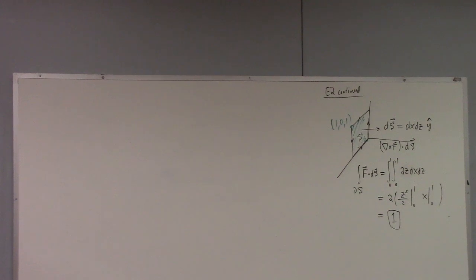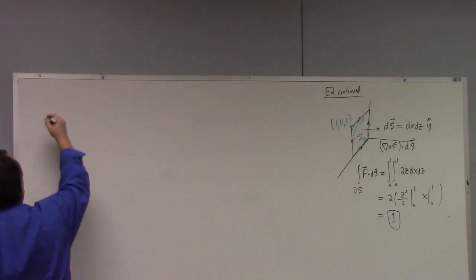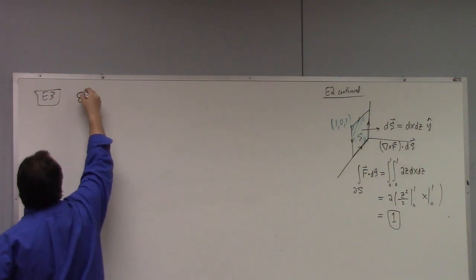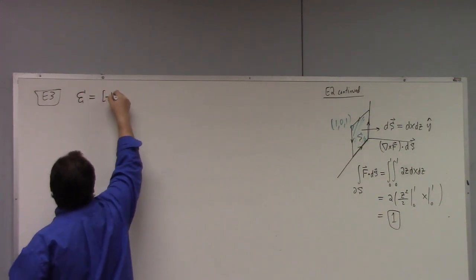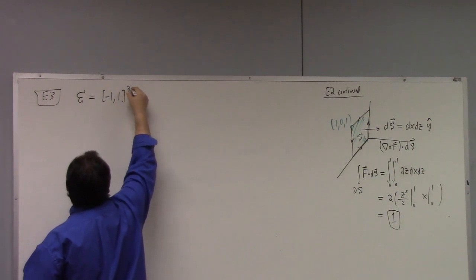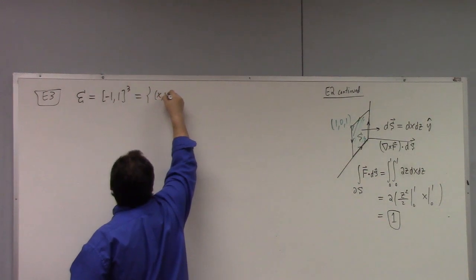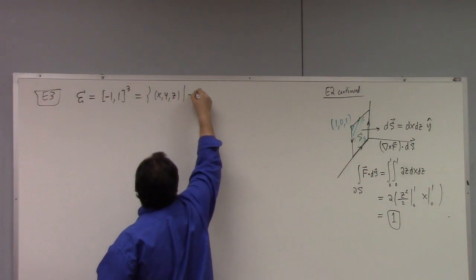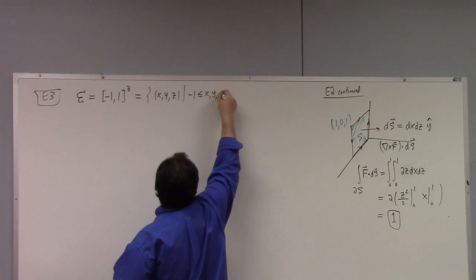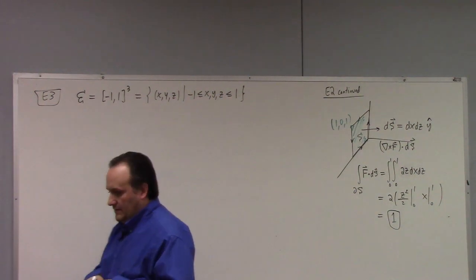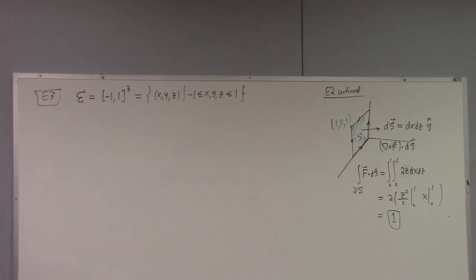Suppose, example 3 here, we're looking at the solid which is formed by -1 to 1 cubed. So that is the set of x, y, z such that -1 is less than or equal to x, y, and z, which is less than or equal to 1. So if you like, it's a cube, right? It's a cube of side length 2, which has got the origin smack dab at its middle, right?